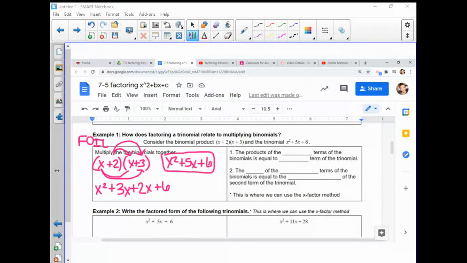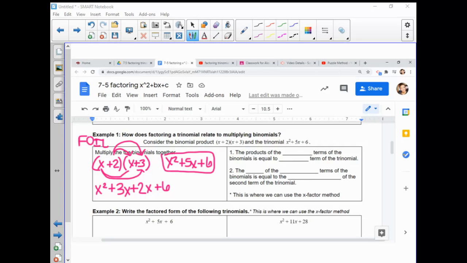Okay, so this first blank is second. You can kind of see this. I'm going to zoom in. So here's what you're going to fill in. The product of the second term of the binomial is equal to the last term of the trinomial. First blank is second. Second blank is last.